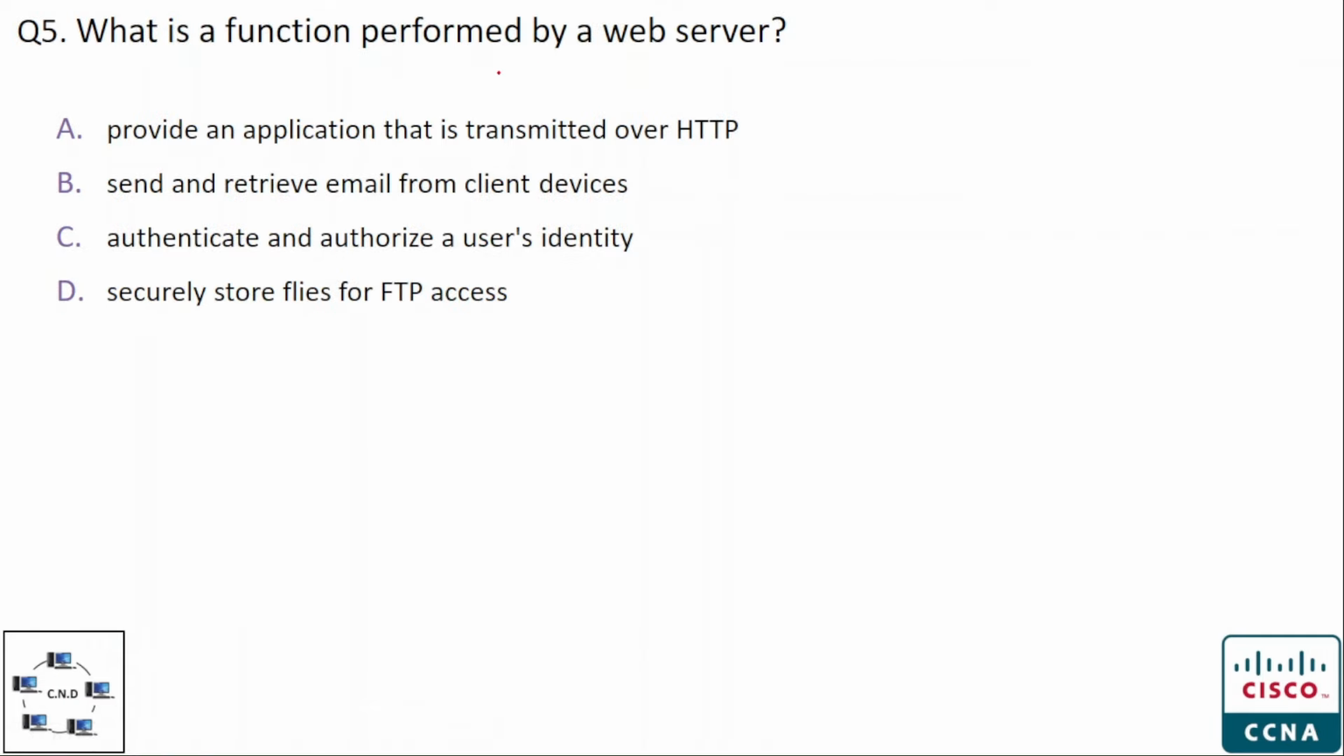Question number 5. What is a function performed by a web server? This is a straightforward and simple question. So the options are: option A, provide an application that is transmitted over HTTP. Option B, send and retrieve email from client devices. Option C, authenticate and authorize a user's identity. And option D, securely store files for FTP access. So the correct option is that a web server provides an application that is transmitted over HTTP, hypertext transfer protocol.